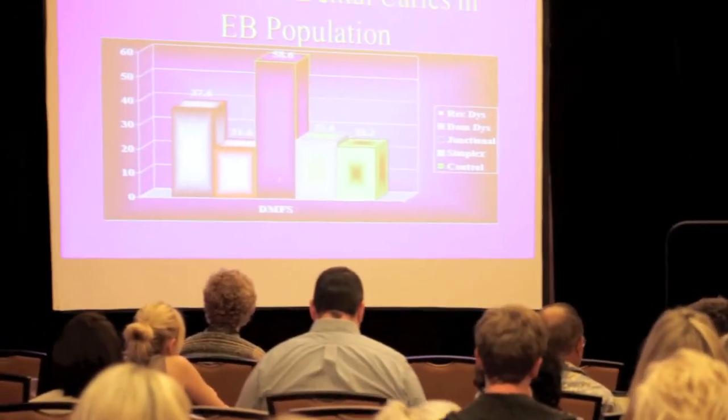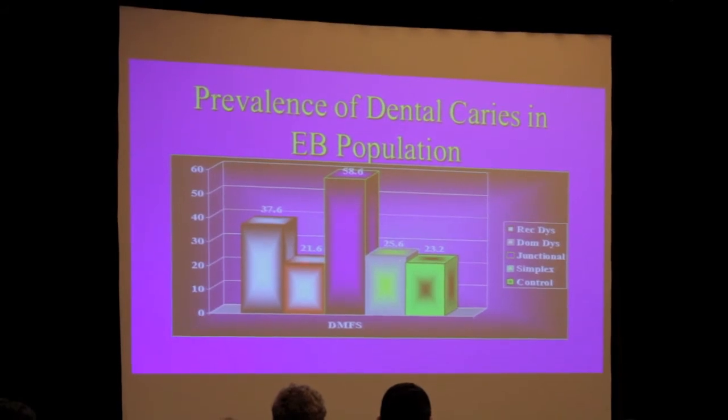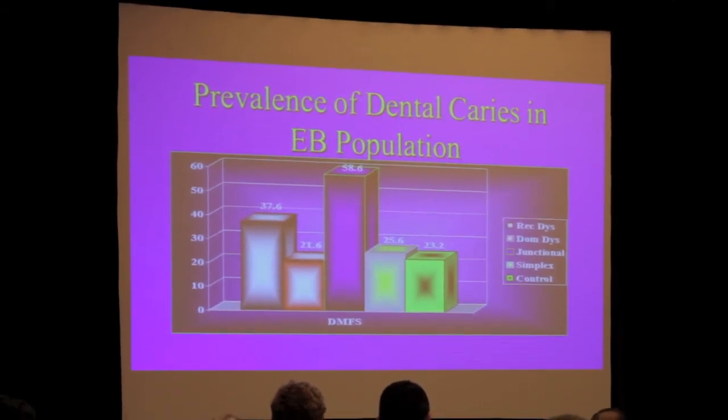So the prevalence of caries, what we found out was that if you looked at the control group compared with the simplex and dominant dystrophics, they're all about the same tooth decay rate. The two big groups that had a lot were the junctionals and the recessive dystrophics. Here, predominantly, not exclusively, because of the enamel defects and some soft tissue component coupled with dietary issues, here it was more related to the soft tissue issues.